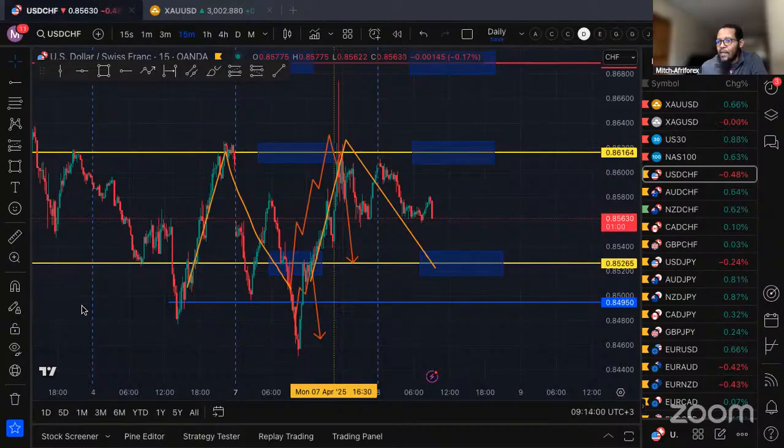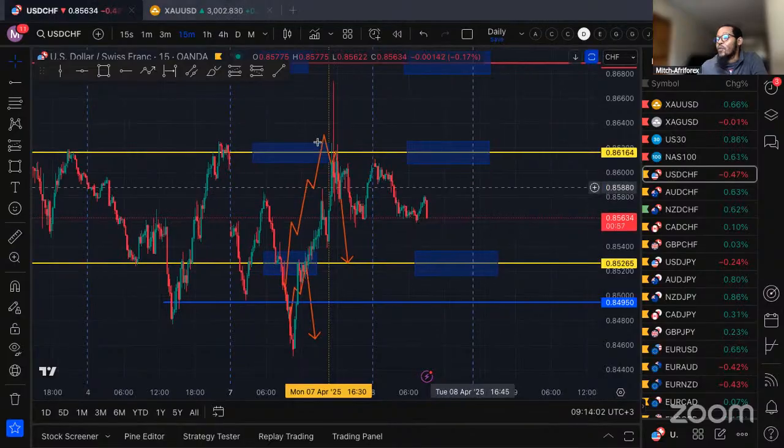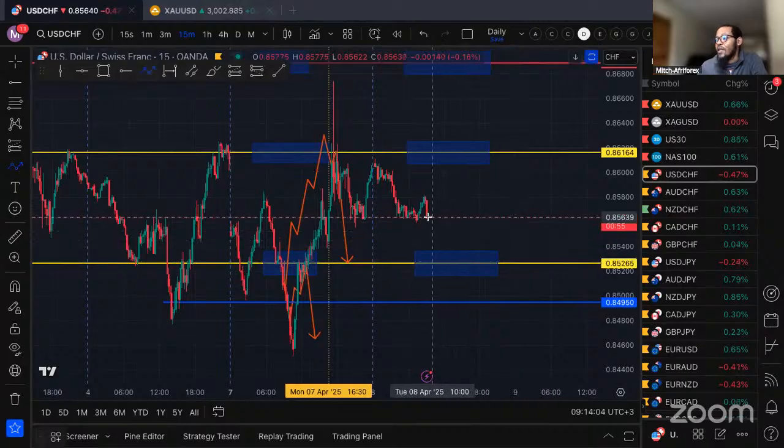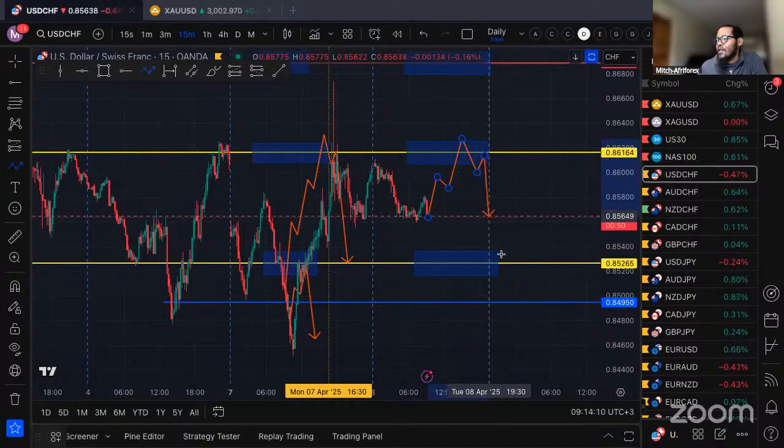Now, that being the case, if you are looking for selling opportunities and we are within a range, then definitely, you know, the best place to look for your entry opportunity is back within the top of the range right there to look for your sells.